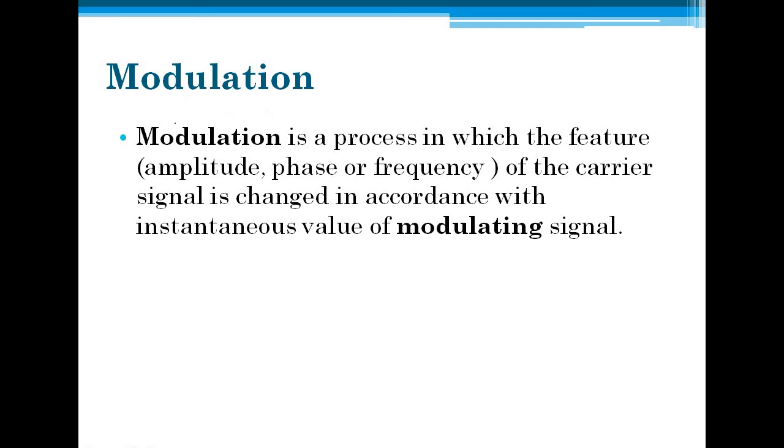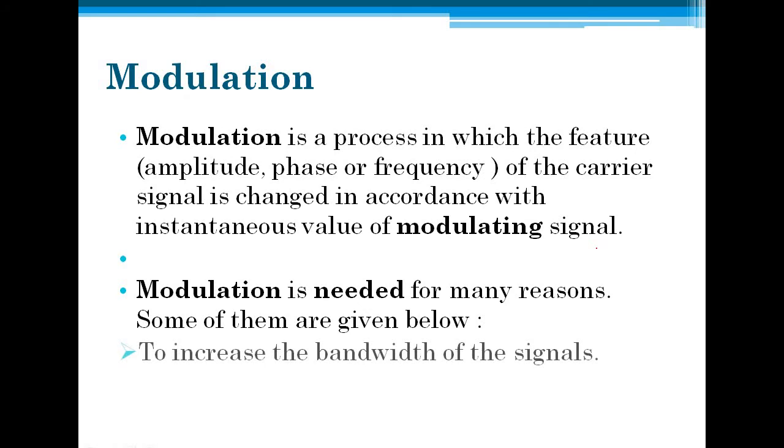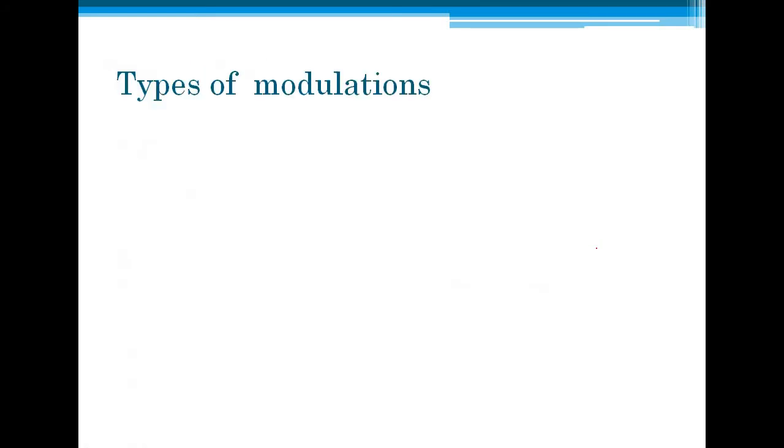Modulation is a process in which a feature, that is amplitude, phase or frequency, of a carrier signal is changed in accordance with the instantaneous value of a modulating signal. And why do we go for modulation? The needs of modulation are, first, to increase the bandwidth of a signal, and second, to reduce the antenna height.